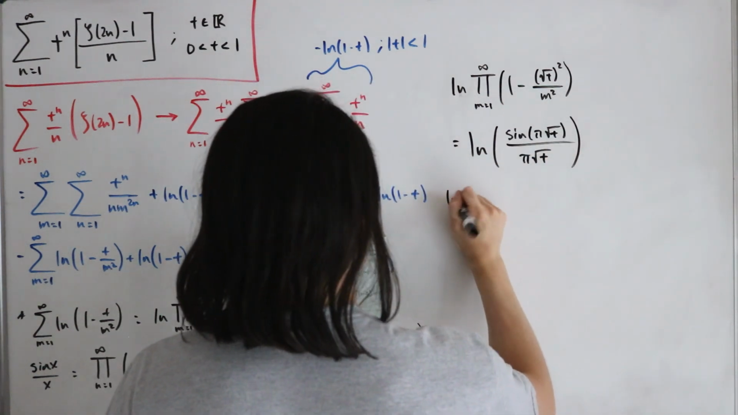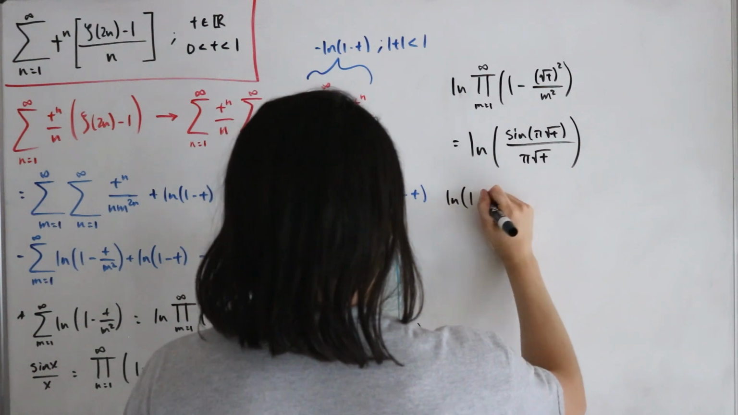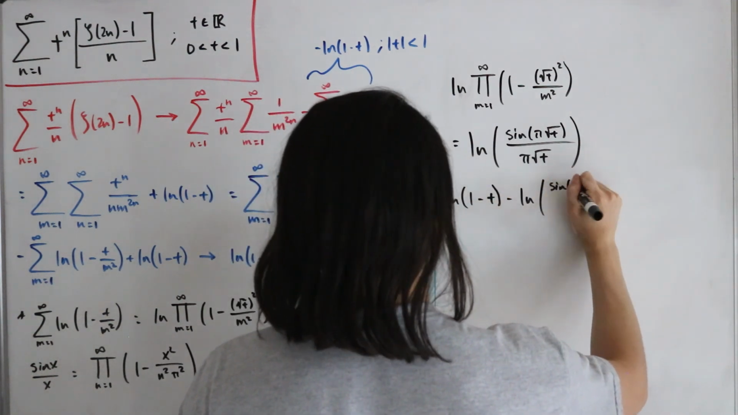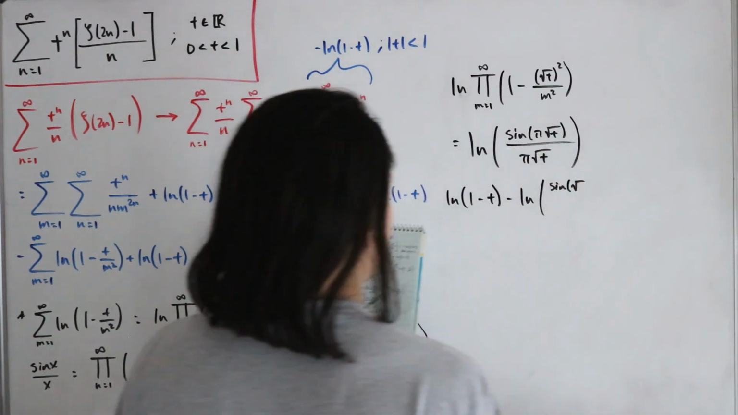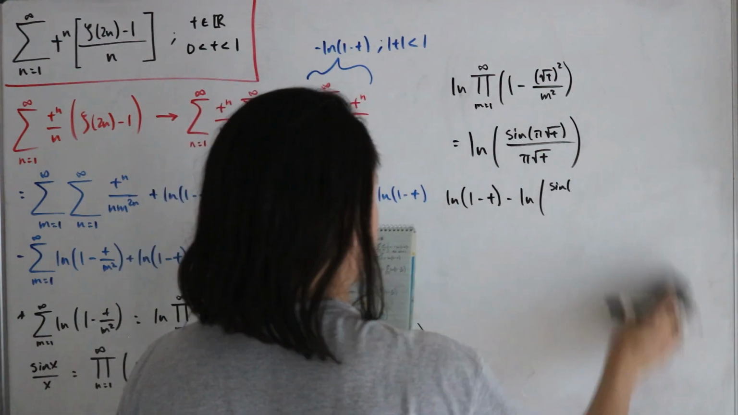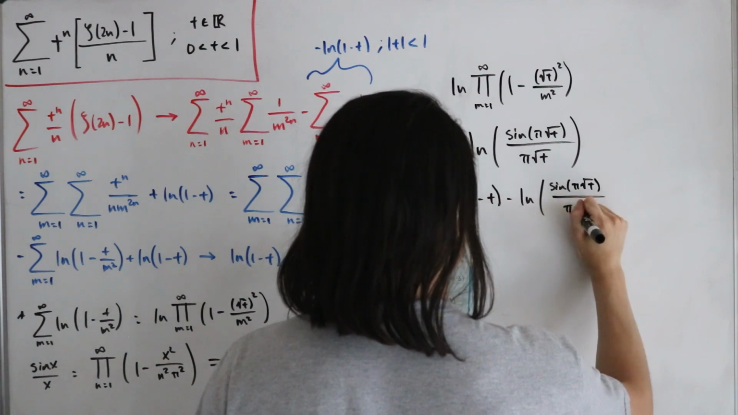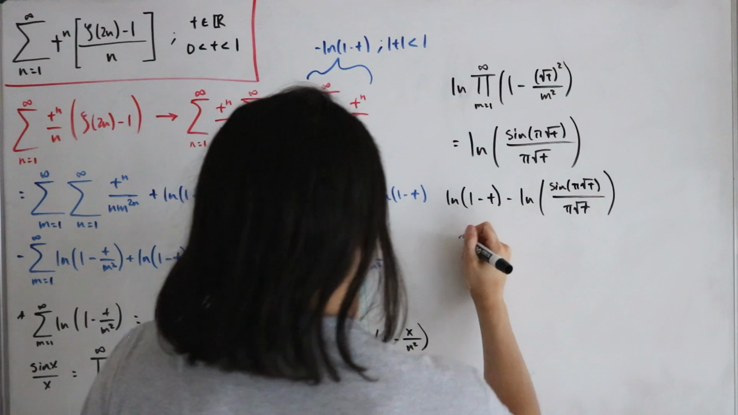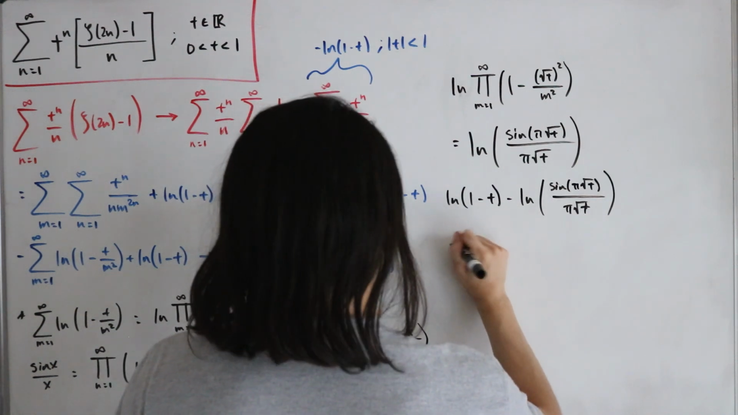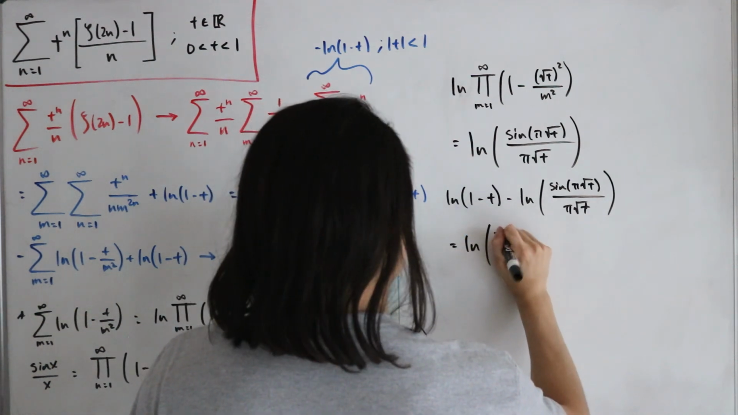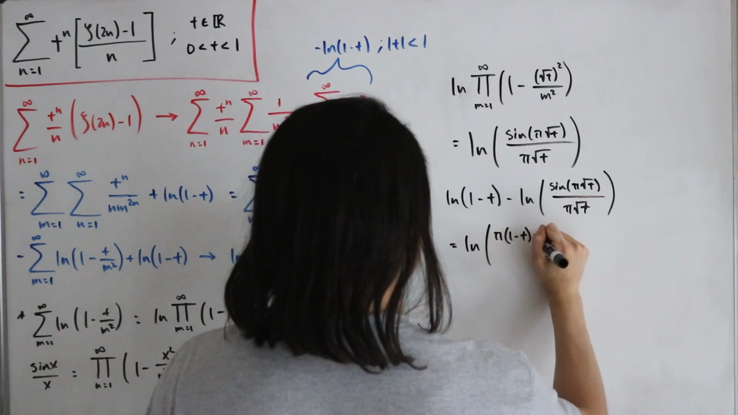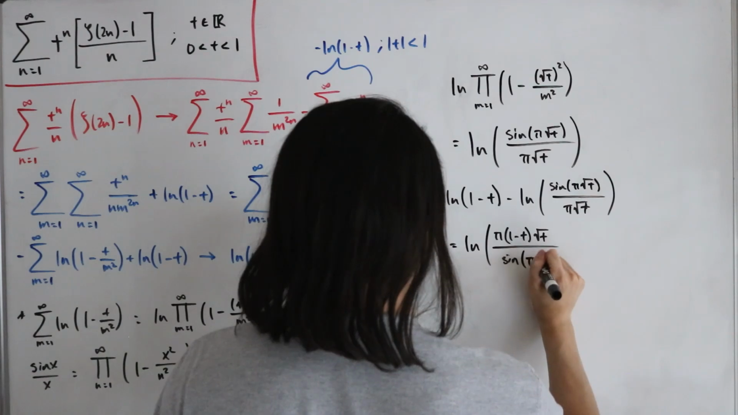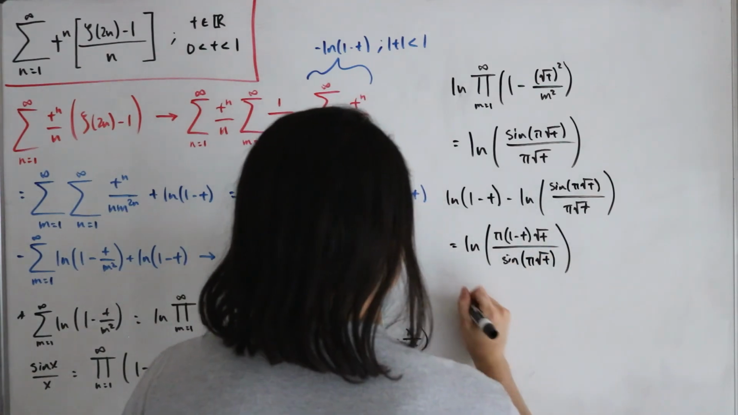So going back to earlier, we have the natural log of 1 minus t, and then minus the natural log of sine of pi times the square root of t, on the bottom as well, pi times square root of t. Applying natural log properties, this can be written as the natural log of pi times 1 minus t multiplied by the square root of t, and then divided by sine of pi times the square root of t. And we can actually simplify that even further.